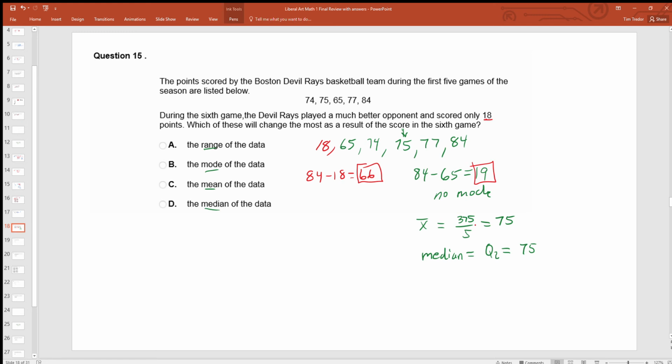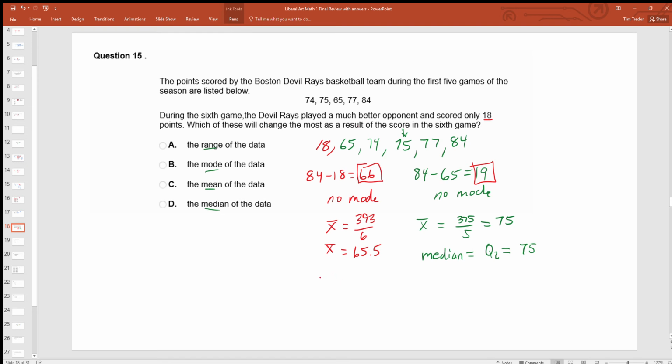It's a huge difference. As far as mode goes, still no mode. There's nothing repeated. The average is going to change a bit because we're throwing in a low score, so the average is going to go down. If we add up all these numbers, I get 393 and divide it by 6 since there are 6 numbers. So the new average is going to be 65.5. There's a difference there, 75 to 65.5, but it's not as big as the range, and that's what we're looking for. Which of these will change the most?